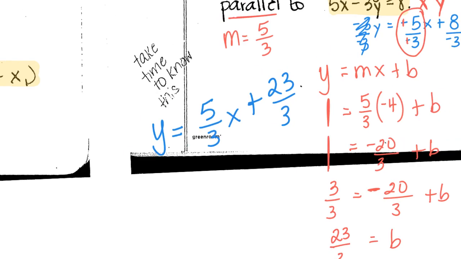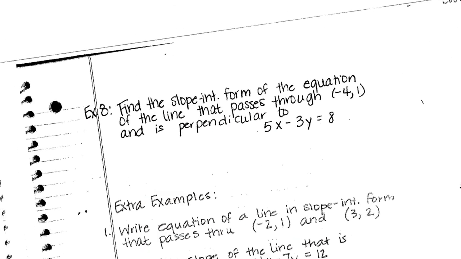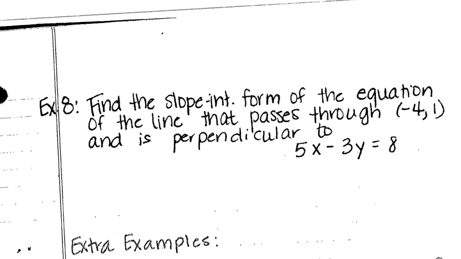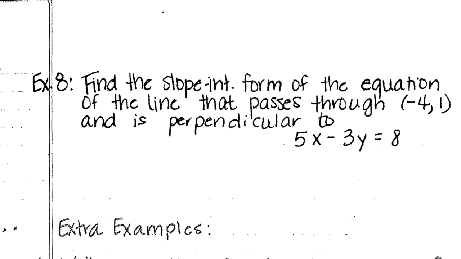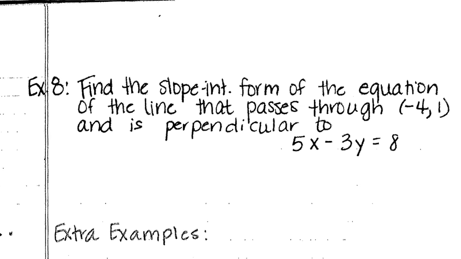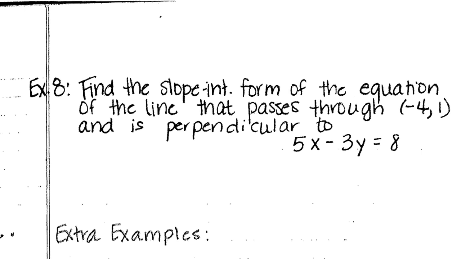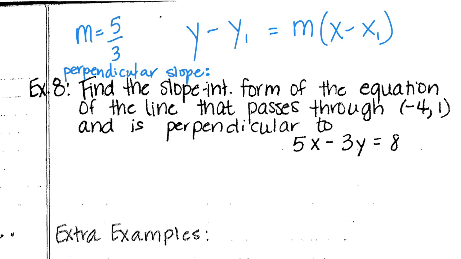I think the next one is perpendicular. All right, so notice they were super nice to us in example 8. They gave us 5x minus 3y equals 8, but they just asked us for perpendicular. We already solved for this, so I'm going to let you guys try this one on your own. What's the perpendicular slope?